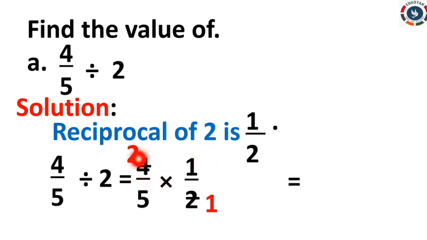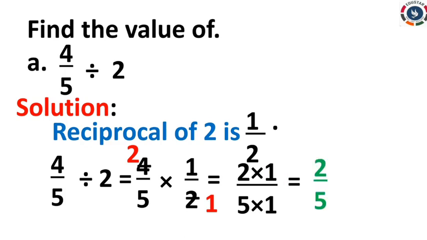Then can we divide any other number? No. 2 and 5 are prime numbers, so we can't divide again. So take and write the numerator values and denominator values. 2 into 1 divided by 5 into 1. So multiply the numerators and multiply the denominators. 2 times 1 is 2, and 5 times 1 is 5. So 2 by 5. This is the answer.